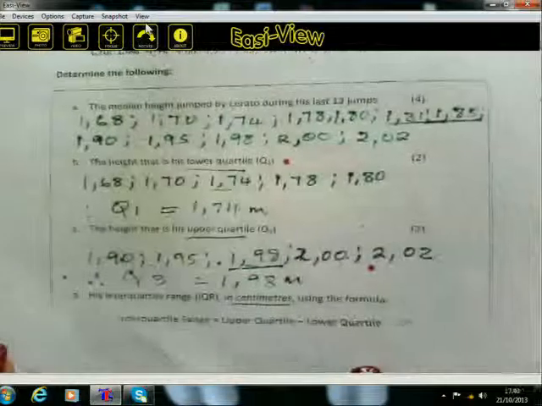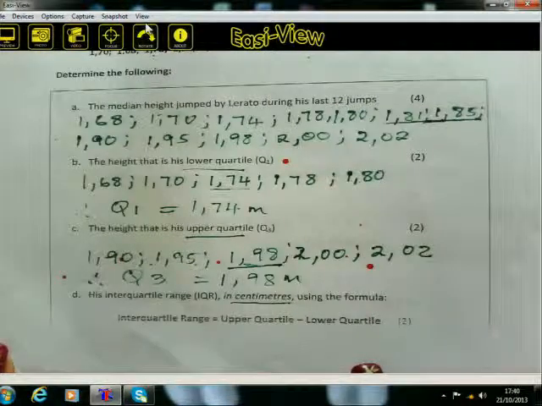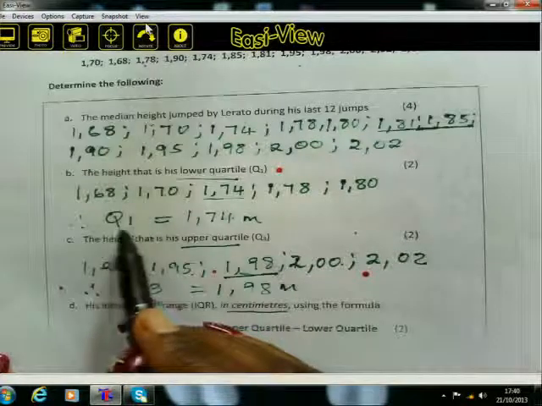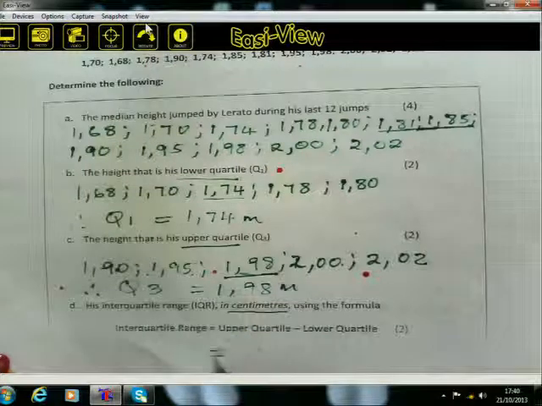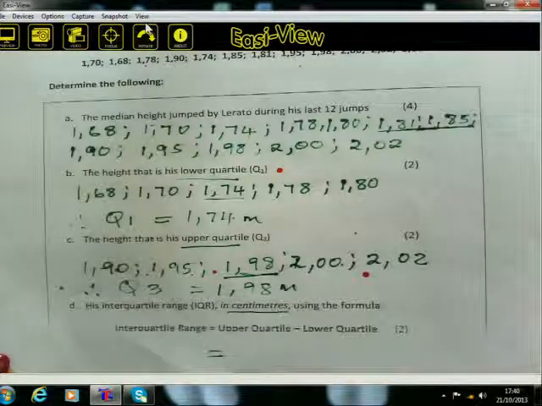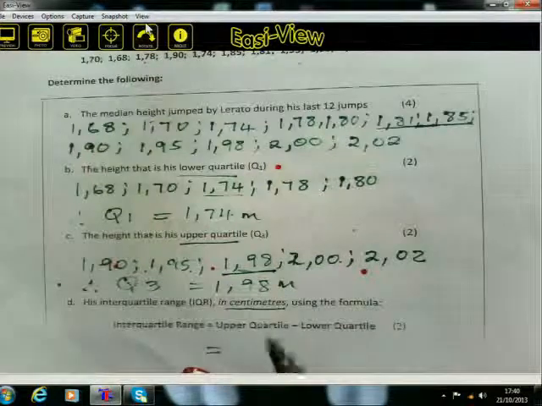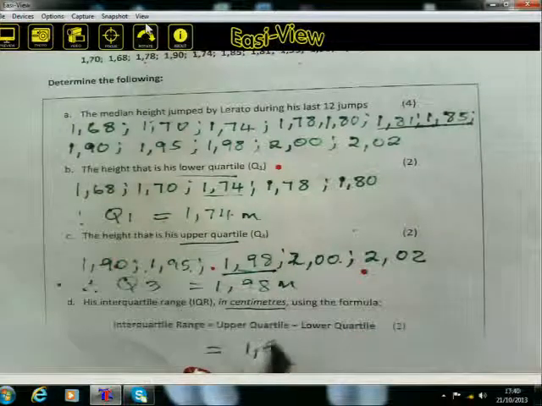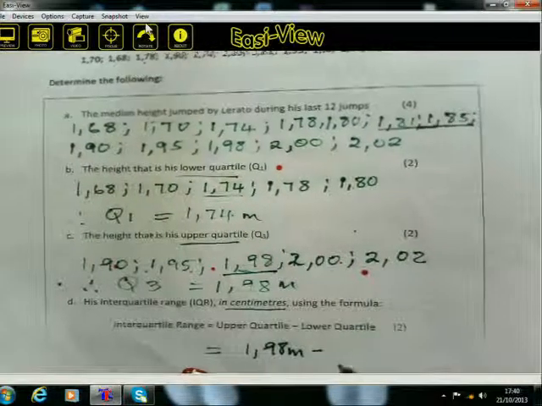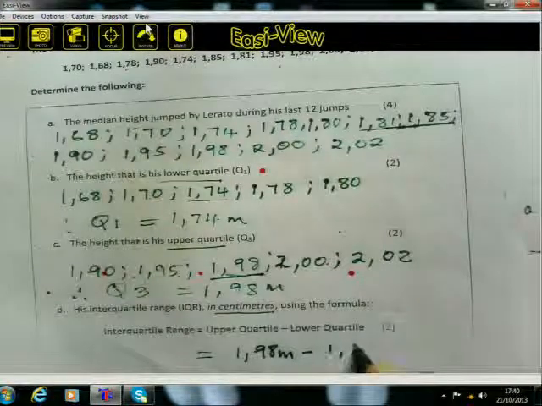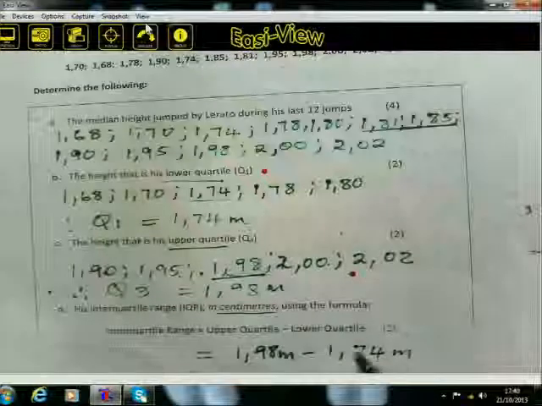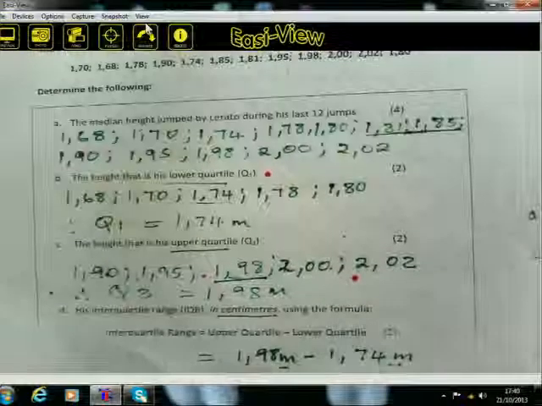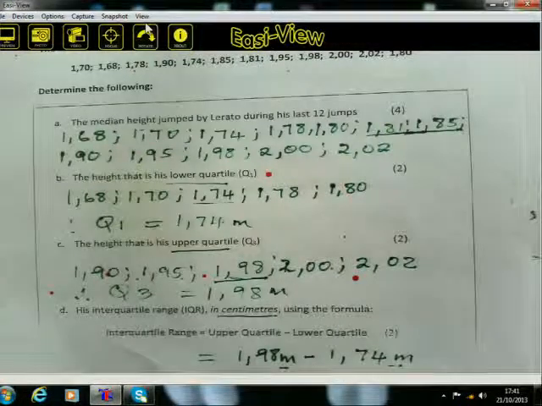Also the last one, the interquartile range. Remember, you have found quartile 1 and quartile 3. For you to get this, you are given a formula. So you write that formula down, then you start to substitute your upper quartile with 1,98 meter. You minus it with 1,74 meters. The reason why we have included the units is because your answer should be left in centimeters.